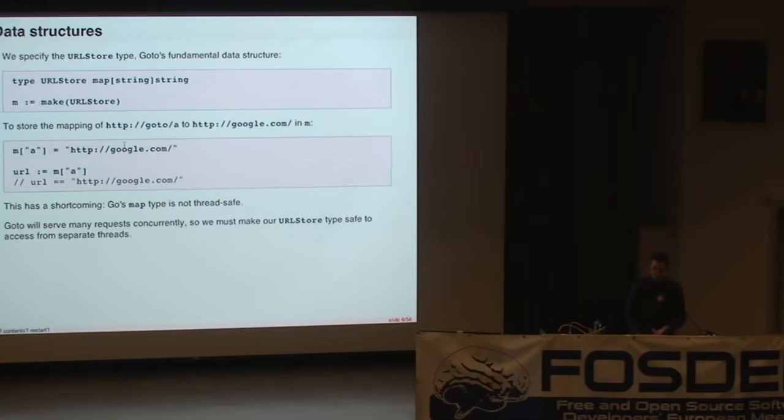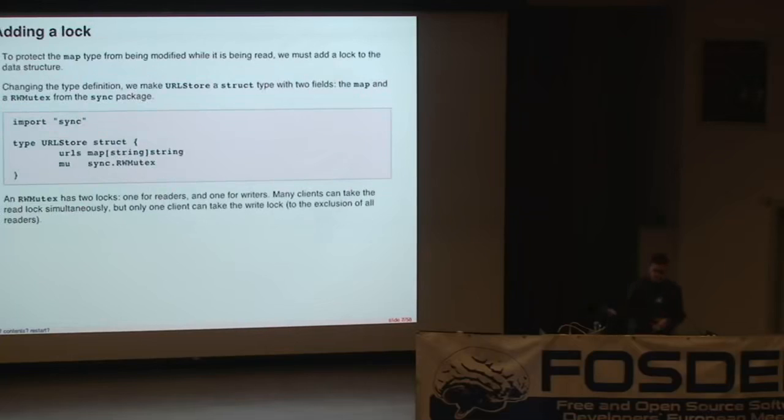And so to store a mapping of A to google.com, I just assign google.com to the key A, and to pull it out is the similar reverse. But this is all we need as far as data structures, but it has a shortcoming. The map type isn't thread safe. So if we want to write to the map from multiple threads, we need some way of moderating access to that type. And because we're going to be serving a web application, by definition, it has many concurrent requests coming at it at once.